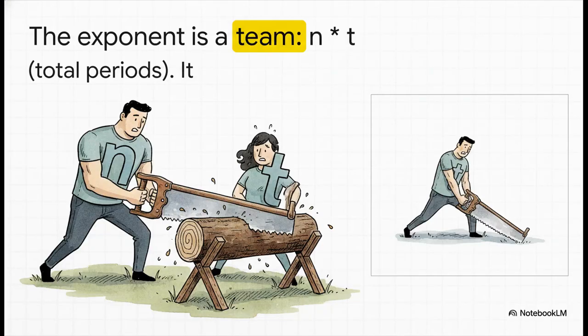The second big pitfall is up in the exponents. You have to remember, it's not just t, it's a team effort. It's n multiplied by t. Why? Because that gives you the total number of times you're getting paid interest over the whole life of the investment. So in our first example, it was 12 times a year for 10 years, which means the exponent was 120, not 10. Big difference.